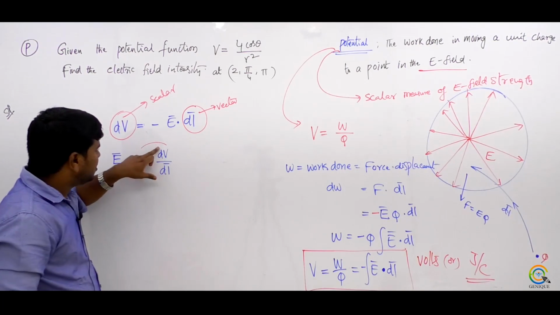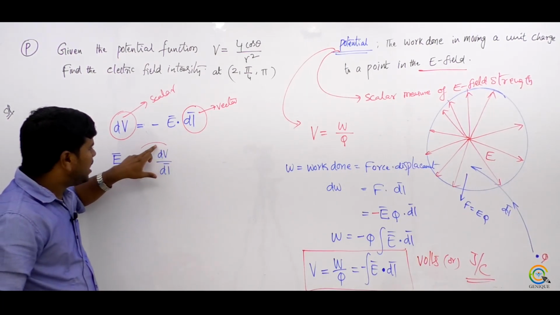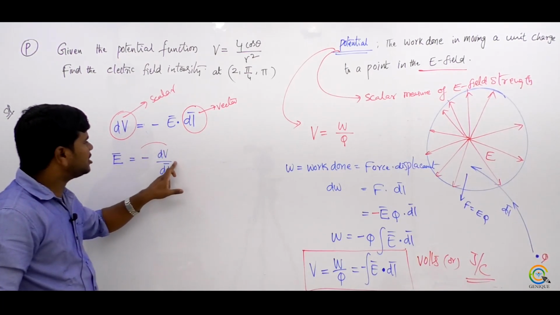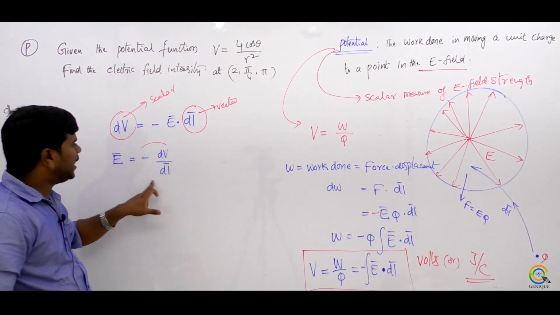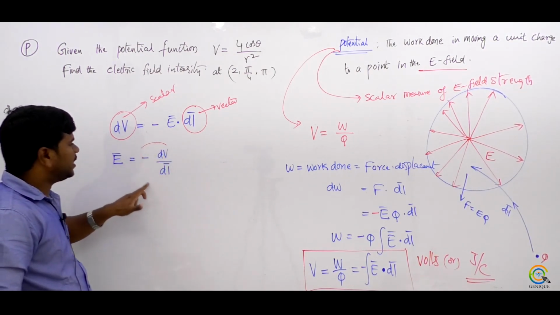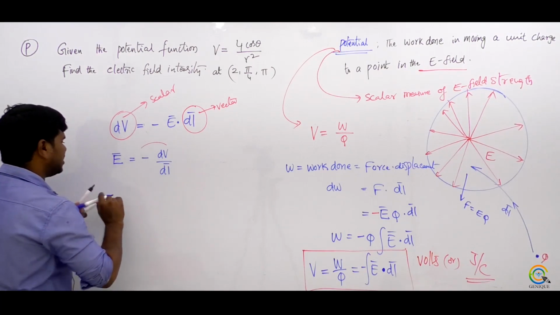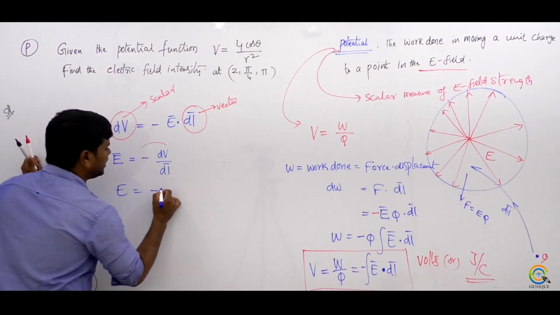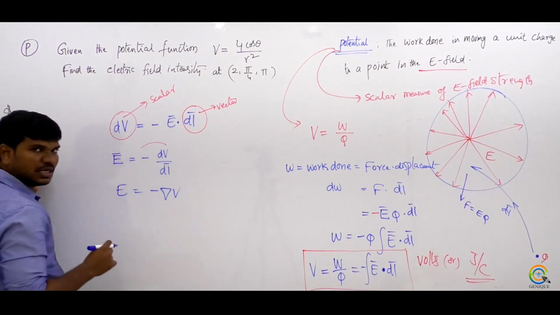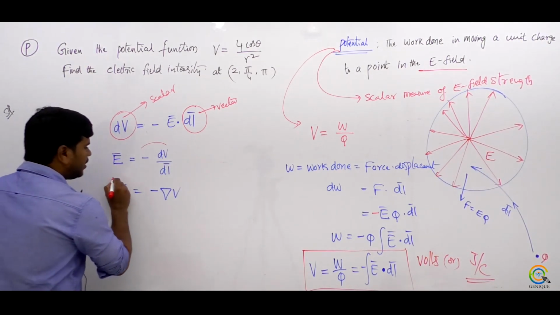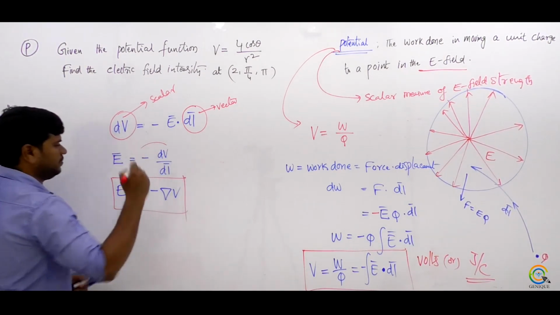So from this what can I write? It is a scalar quantity, and I am differentiating with respect to this vector operator. What is this vector operator? Del operator only. So I can directly write E is equal to minus grad V, del V. E equals minus gradient of V.